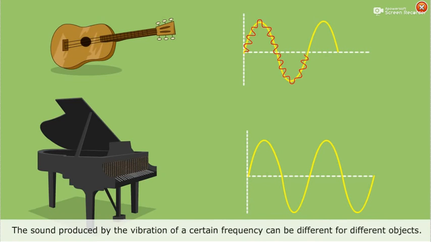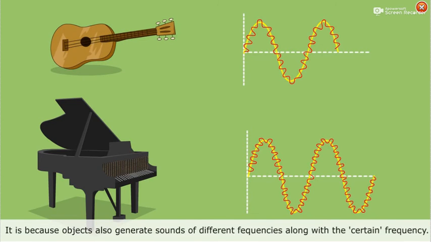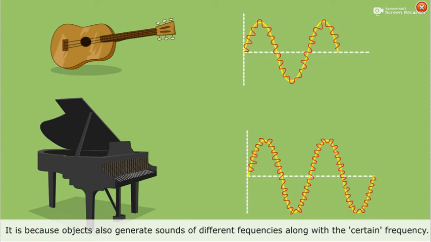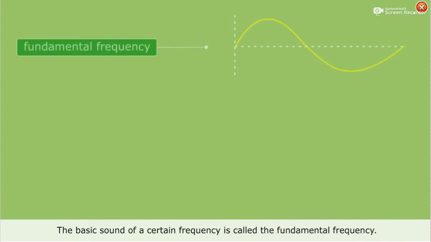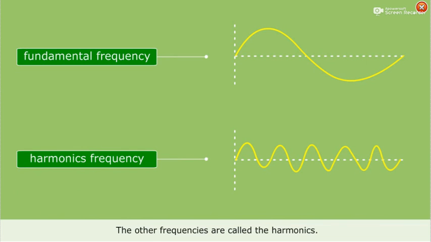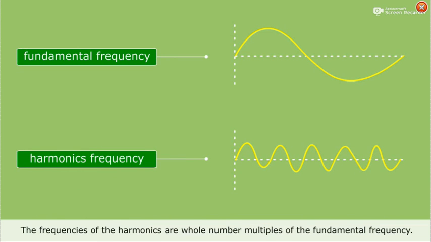The sound produced by the vibration of a certain frequency can be different for different objects. It is because objects also generate sounds of different frequencies along with a certain frequency. The basic sound of a certain frequency is called the fundamental frequency. The other frequencies are called the harmonics. The frequencies of the harmonics are whole number multiples of the fundamental frequency.